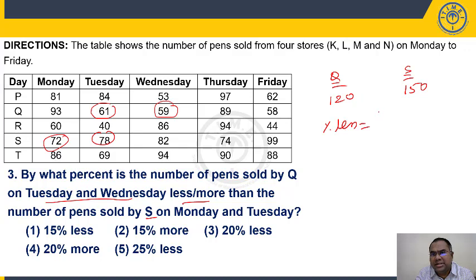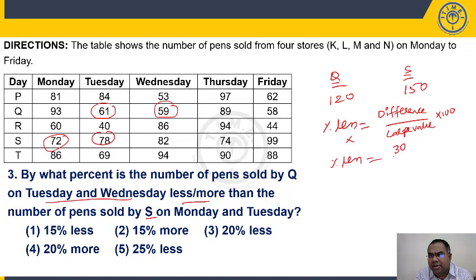So Q is what percentage less? What's the formula for percentage less? Difference by larger value into 100. We know that percentage less means it will be the opposite of less, percentage more means it will be the opposite of more. So what is the percentage less here? Difference 30 by larger value 150, into 100. 30 upon 150 is 1 by 5. You know 1 by 5 is a standard reciprocal. 20% less. 20% less is present in choice 3.